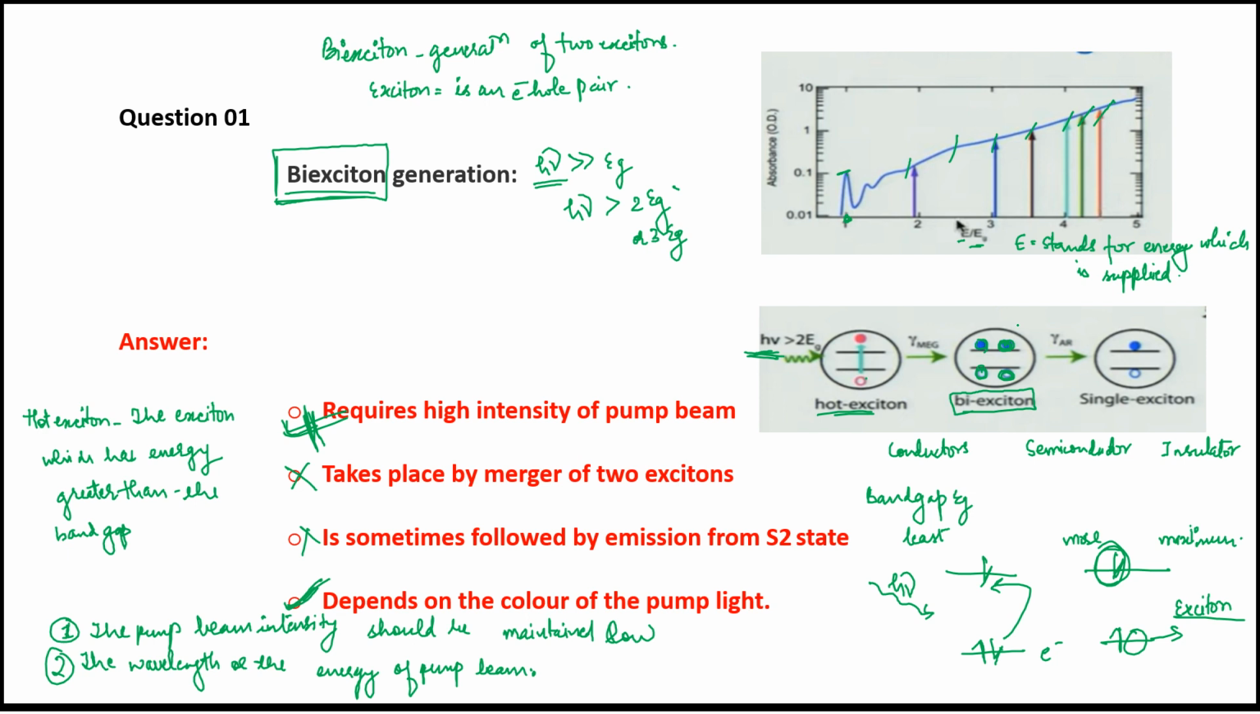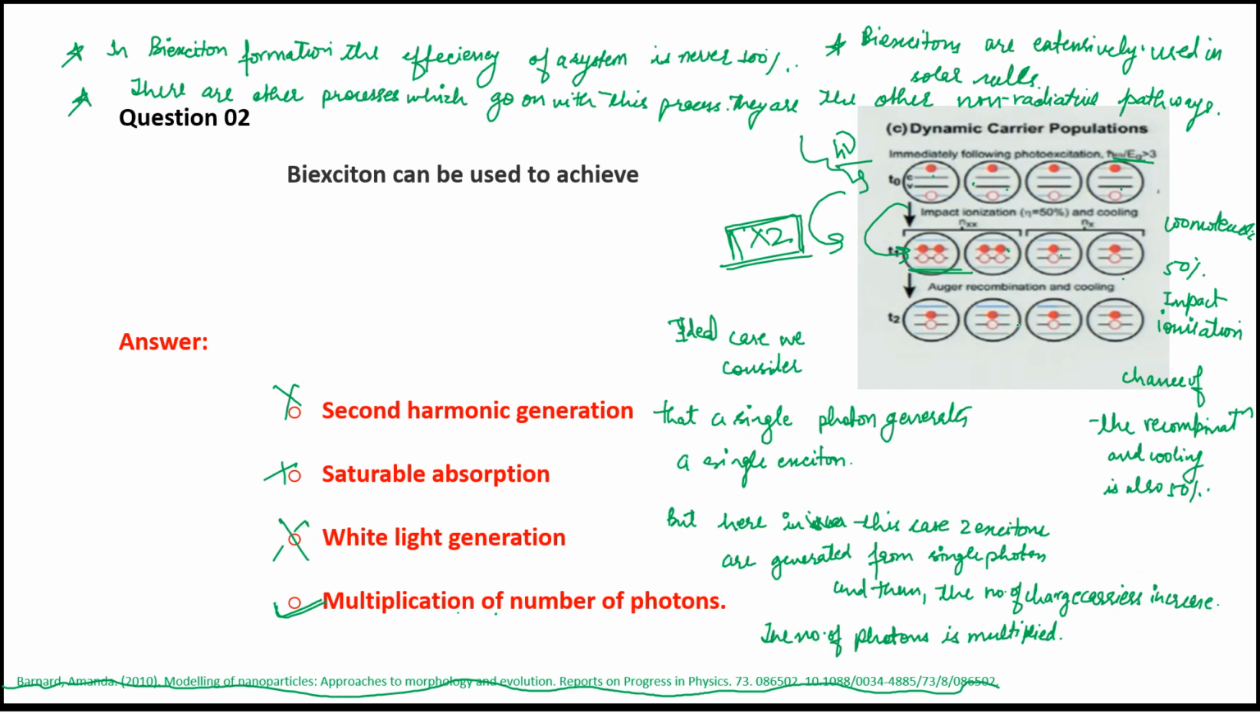The bi-exciton then recombines via Auger recombination to give a single exciton. The only condition that is important for bi-exciton generation is that the pump beam intensity should be maintained low, and the wavelength of the beam also matters. You should use a high energy wave. Okay. Then from the graph we also studied, if you are getting more peaks other than when E equals Eg, the other values indicate that there is further absorption happening in the system, which may be an indicator of bi-exciton generation.